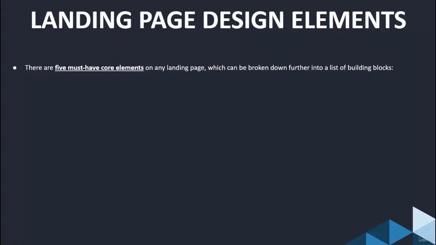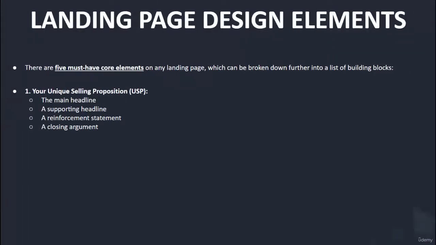action, right? So the 5 elements here are going to be the unique selling proposition, which is number 1, where you want to have a main headline, and then you want to have a supporting headline, a reinforcing statement, and then a closing argument. Now, I'm going to walk through a visual example of these particular elements so you can see them on a particular landing page, but I just want to lay these out for you.